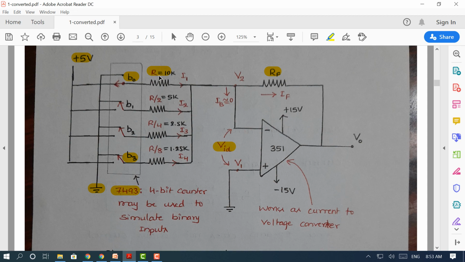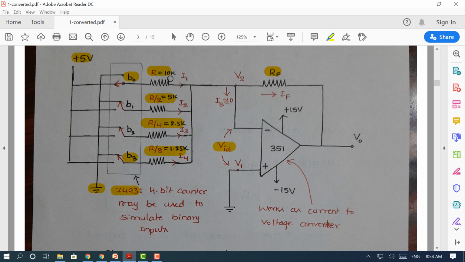So if I assume R as 10 kilo ohm, naturally R by 2 will be 5 kilo ohm, R by 4 is 2.5 kilo ohm, R by 8 is 1.25 kilo ohm. The current flowing through the first branch is labeled as I1. Similarly, the current flowing when the switch B1 is closed is labeled as I2. When the switch is open, current will not flow, therefore I2 will be 0.